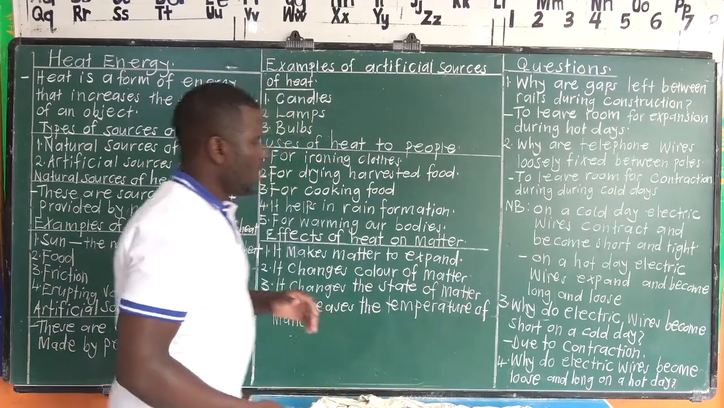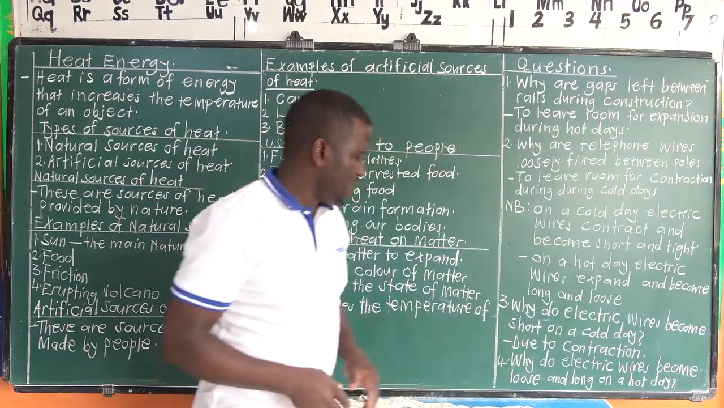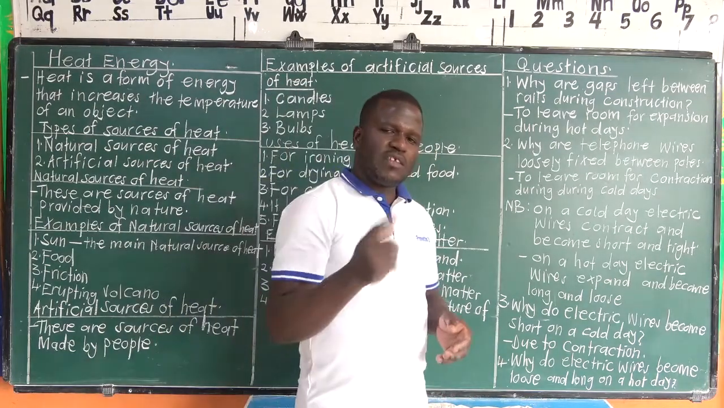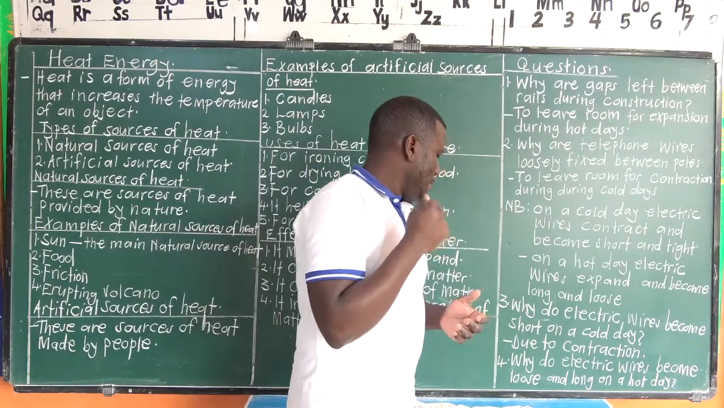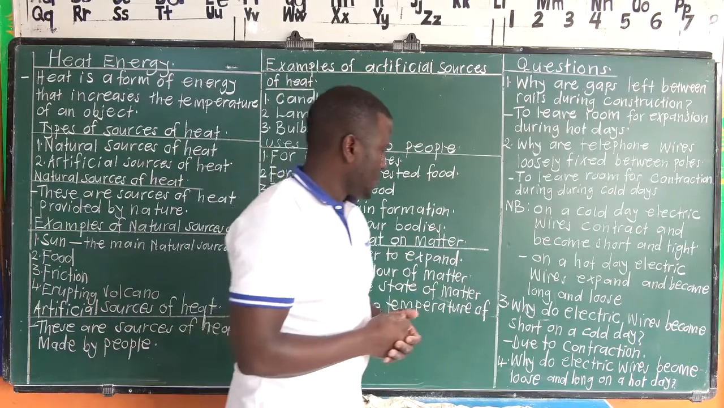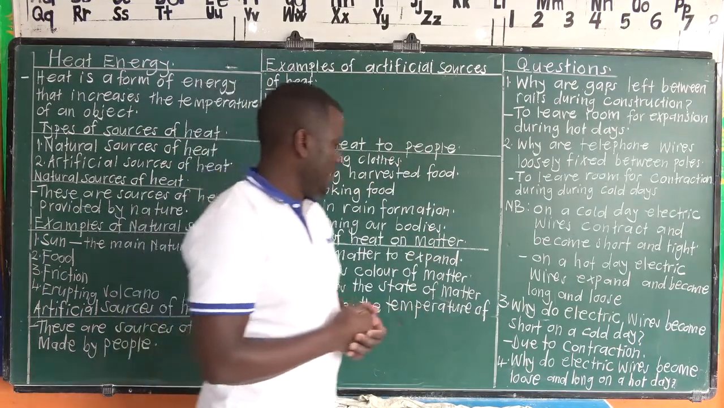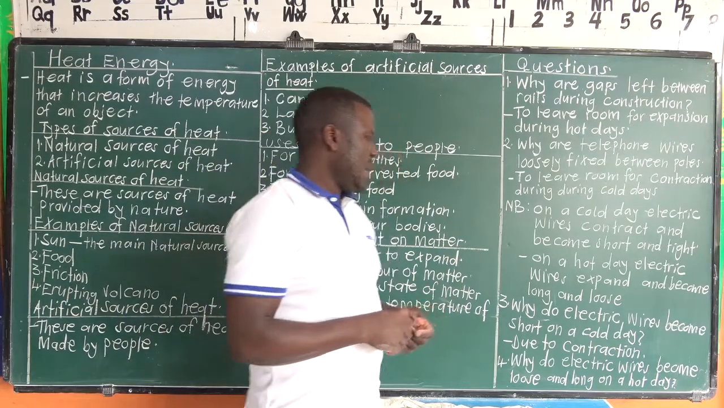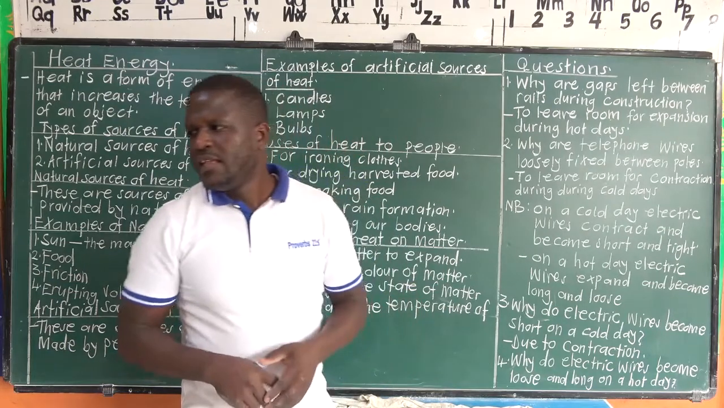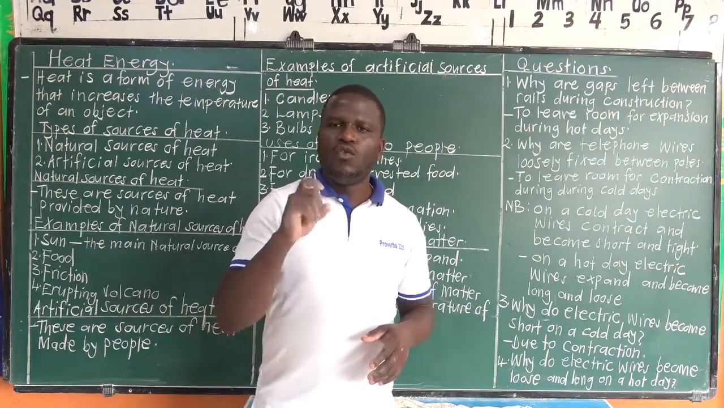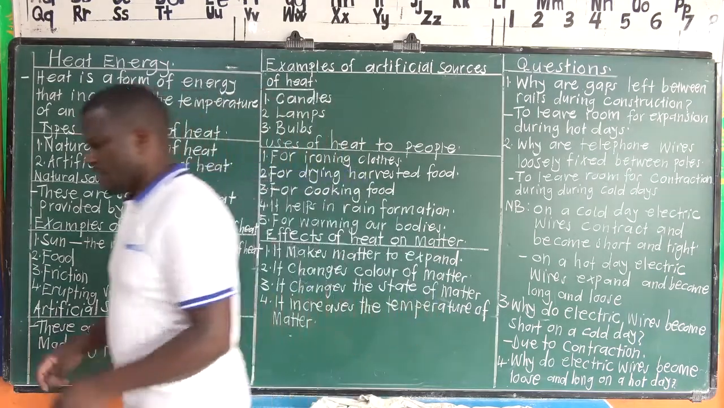Question number 3. Why do electric wires become short on cold days? Due to contraction. That's why they become short and tight. Then, why do electric wires become loose and long on a hot day? Reason, it is due to expansion.